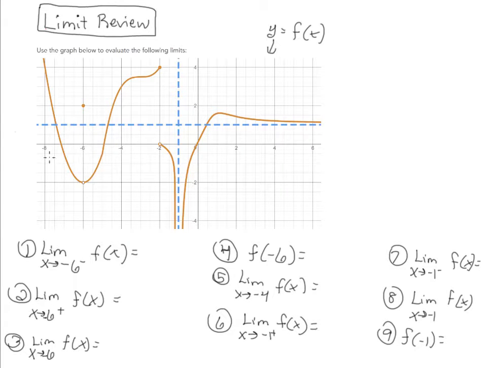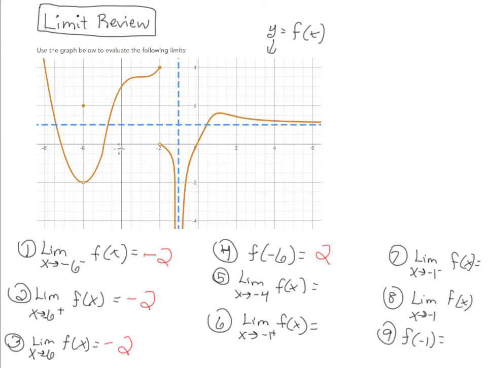Next, let's look at how to solve a limit graphically. So looking at our graph, the limit as x goes to negative 6 from the left is negative 2. From the right, it appears to be negative 2. Therefore, the limit is negative 2. But the function value is positive 2. So the limit and the function value do not have to be the same.